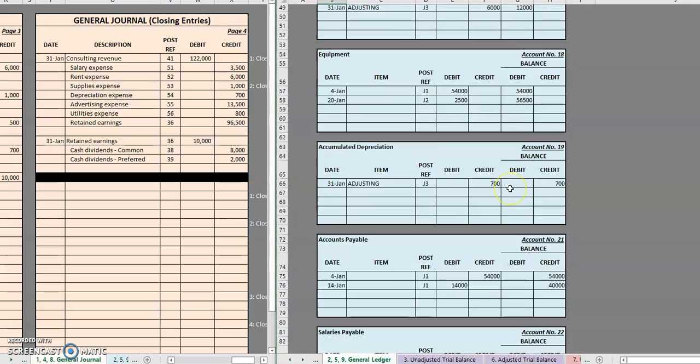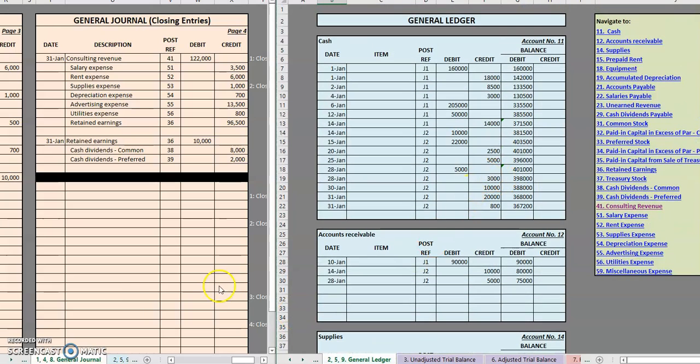We only have one more step, and that is creating a post-closing trial balance. So I'll save that for the next video. That way we're staying consistent.